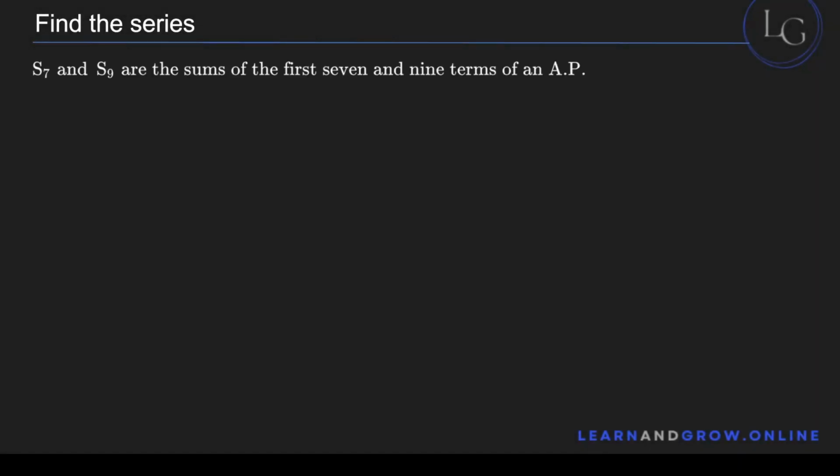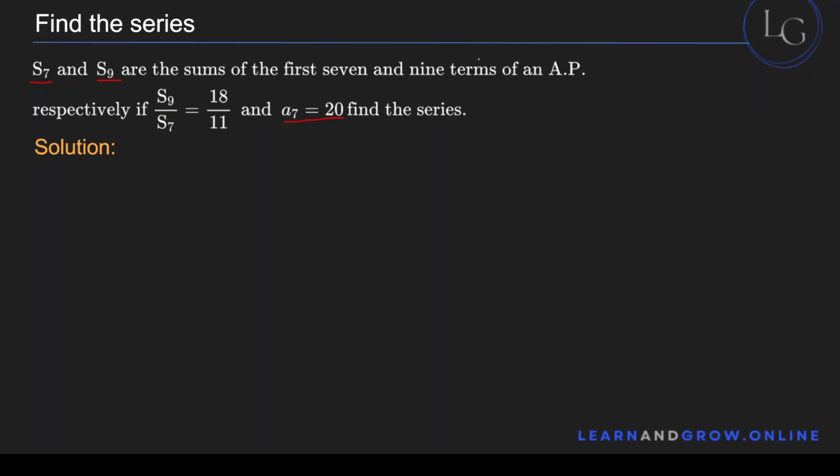Now you have to find the series. The given question is that S7, the sum of the first 7 terms, and S9, the sum of the first 9 terms, are given like this. Basically, this equation is given: S9 over S7 is equal to 18 over 11, and A7 is equal to 20. So the 7th term is 20, and we have to find the series. We'll write down the series in this format.